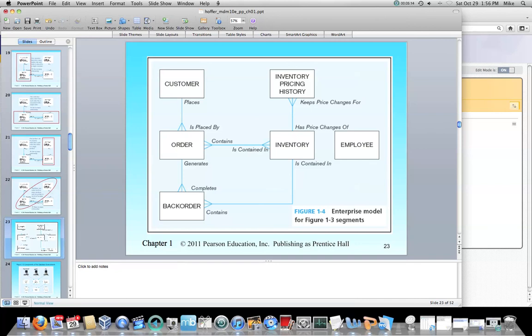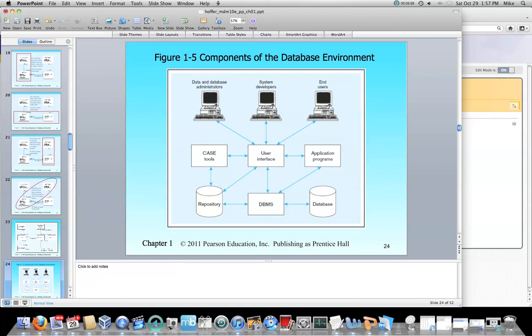This again is the same type of idea. This is just a high-level enterprise model, getting a little bit more involved, right? So now we've got our customer, we've got our order. Some orders are back ordered. Orders affect inventory. Inventory pricing history has to be kept because something that I sell today is not necessarily going to be the same price that I'm going to charge for something 3 months ago or 5 months in the future. That would be the end of what are the components of the database approach.